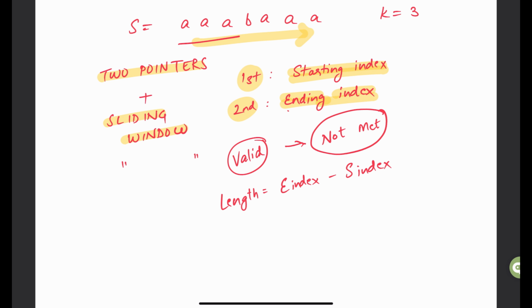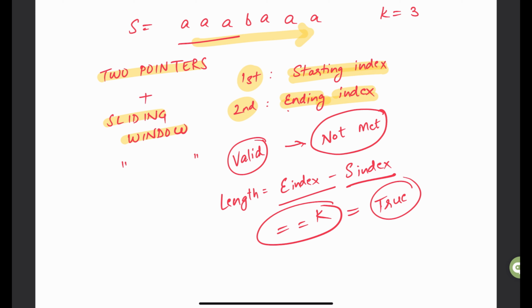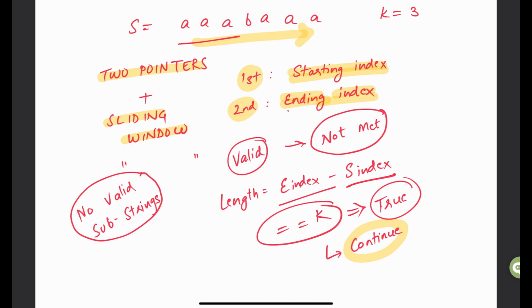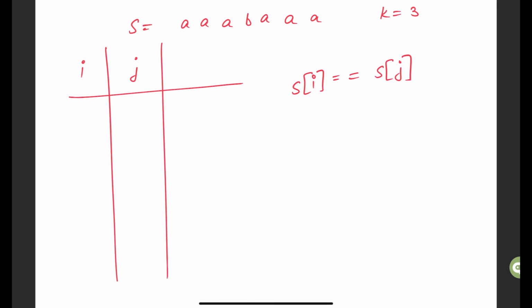One simple way to calculate the length of the substring is ending index minus starting index. Whatever the value is, we'll compare it against k. If the values are equal, we'll stop the iteration and return true, or else we'll continue the iteration until the end. And if we do not encounter any valid substrings, then we'll return false. Let's do a couple of simulations using this approach to get a better understanding. We'll use the i pointer to point at the starting index, while j will be used for the ending index.